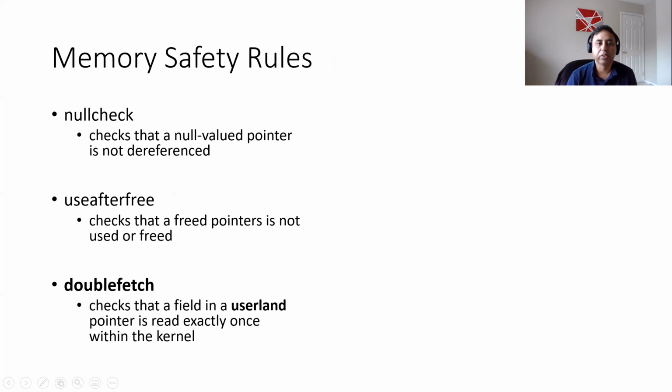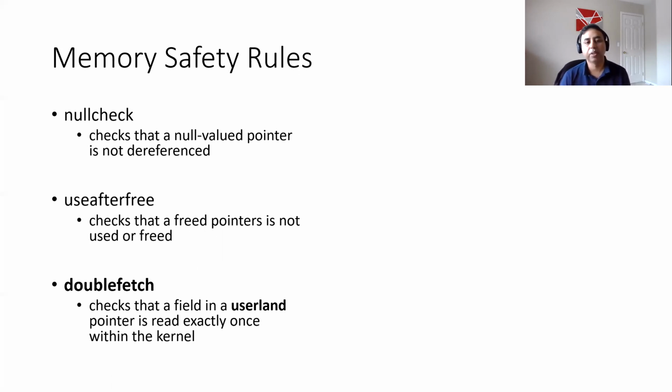So the paper has more description. I'm just going to touch upon these rules. So null check, not much to it. It checks that null valued pointers are not dereferenced. Use after free, we saw an example. A freed pointer should not be used, or freed again.